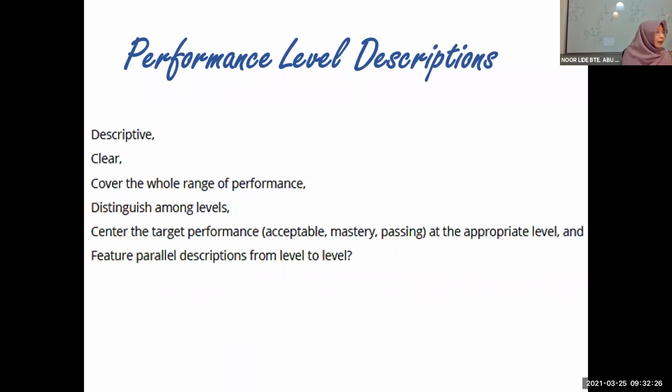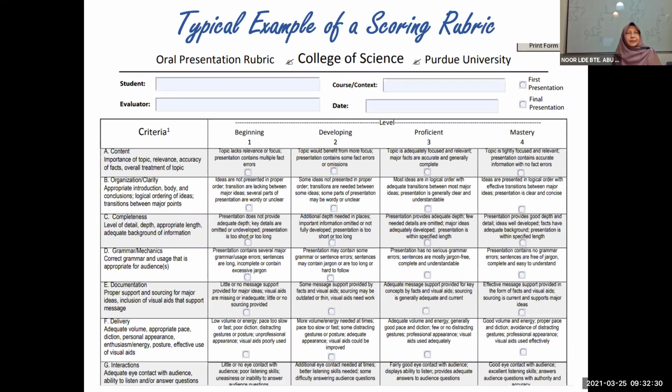All right. So this is a typical example of a scoring rubric. You see that the criteria are there: content, organization, completeness, documentation, delivery, interaction. So this is an oral presentation, because we know that there is delivery there. And the good thing about this is that it also has interaction. So it should not be a one-way kind of thing. It's two-way. And then it has the performance levels: beginning, developing, proficient, and mastery. This is something typical that all of us have been using.